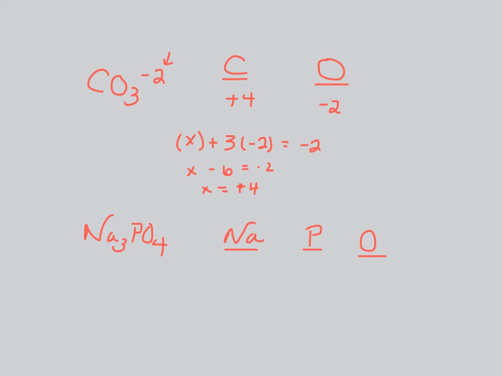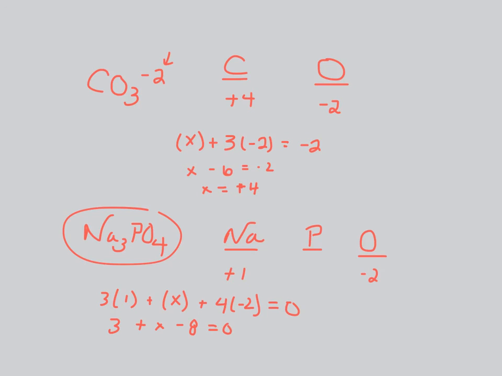Let's try the sodium phosphate. Sodium, being an alkali metal, has an oxidation state of +1, oxygen, -2. So we'll set up some algebra. 3 times 1 plus the oxidation state of phosphorus, we'll call that X, plus 4 times -2 has to equal 0 because the sum of the oxidation states in sodium phosphate all add to 0. This boils down to 3 plus X minus 8 equals 0. Therefore, X must equal +5. And that's the oxidation state on the phosphorus.